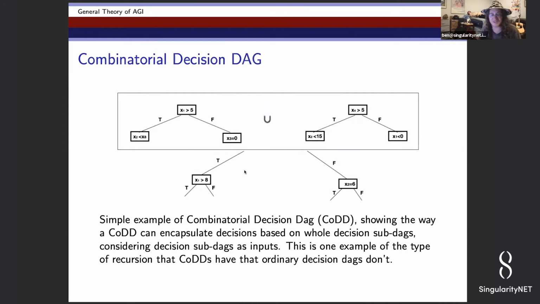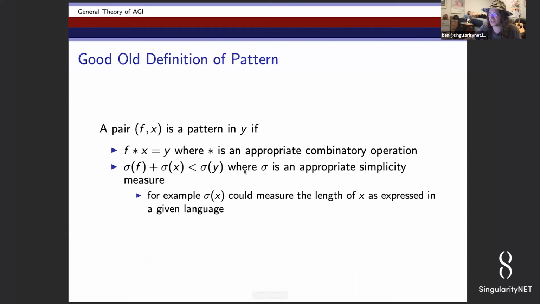You can make decision graphs that take other decision graphs as inputs, right? Which is what I call combinatorial decision graphs, combinatorial decision DAGs, and I have a paper on arXiv about those. And this gives you a Turing-complete computational model, which is closely related to combinatory logic.